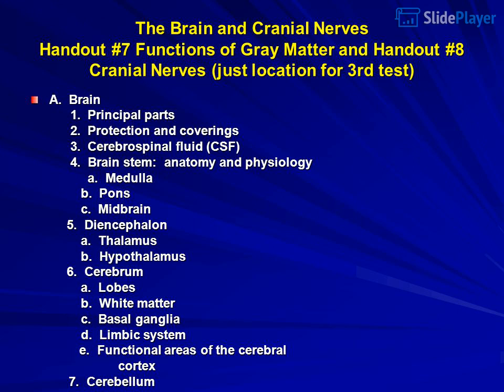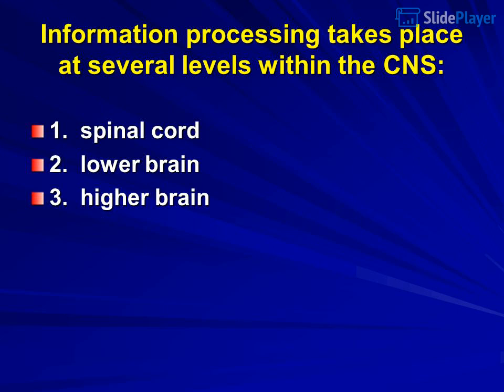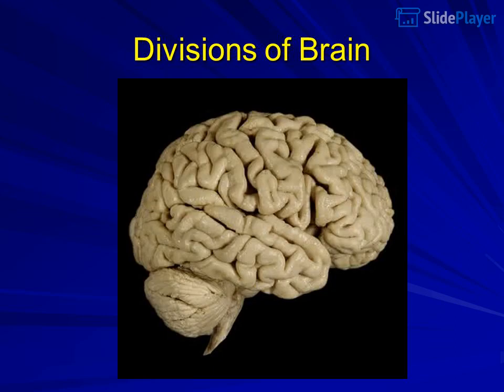Lobes. B. White matter. C. Basal ganglia. D. Limbic system. E. Functional areas of the cerebral cortex. 7. Cerebellum. Information processing takes place at several levels within the CNS. 1. Spinal cord. 2. Lower brain. 3. Higher brain. Divisions of the brain.